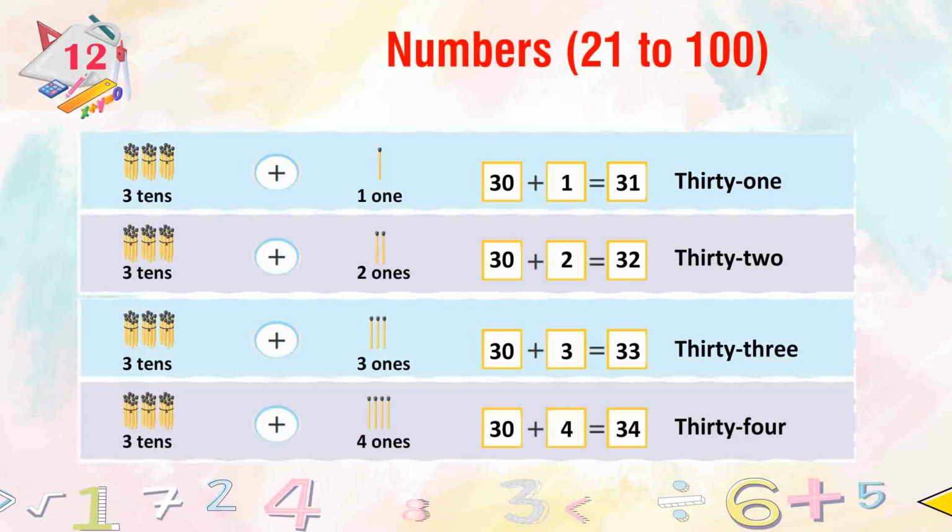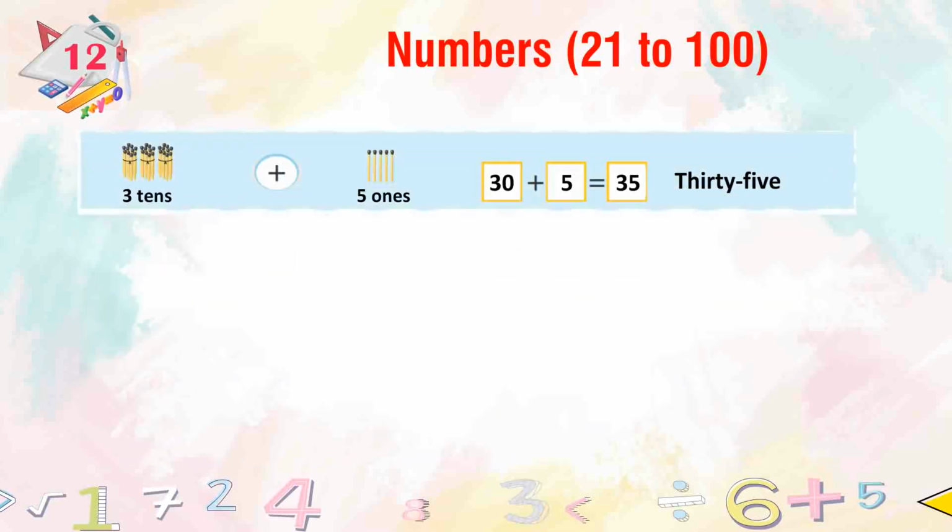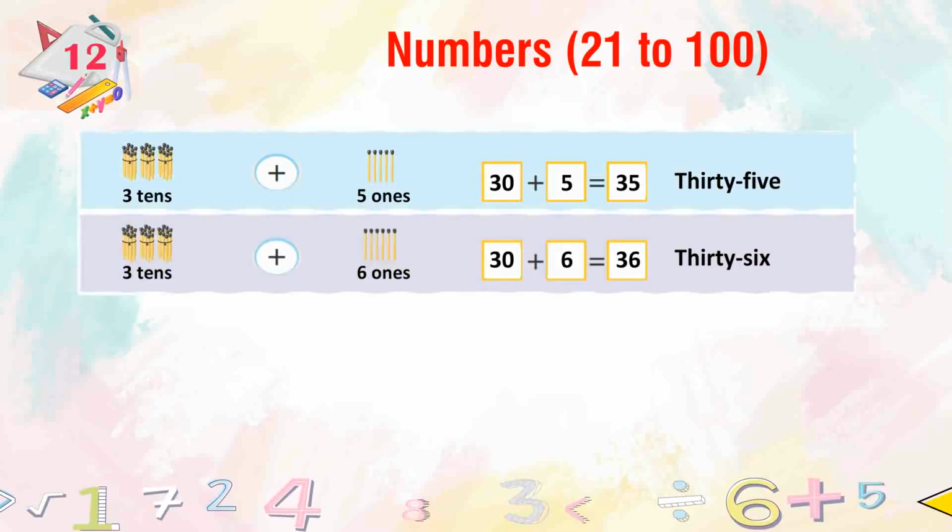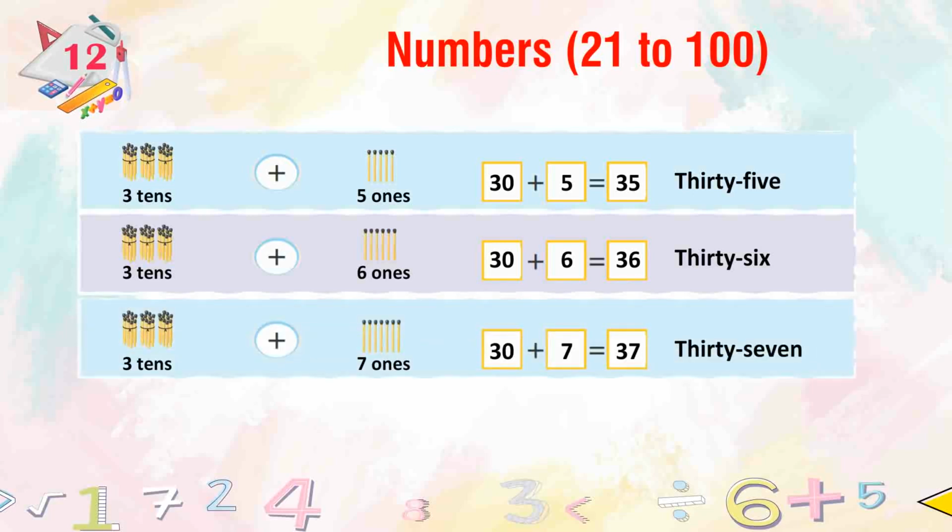3 tens plus 4 ones, 30 plus 4 is equal to 34. 3 tens plus 5 ones, 30 plus 5 is equal to 35. 3 tens plus 6 ones, 30 plus 6 is equal to 36. 3 tens plus 7 ones, 30 plus 7 is equal to 37.